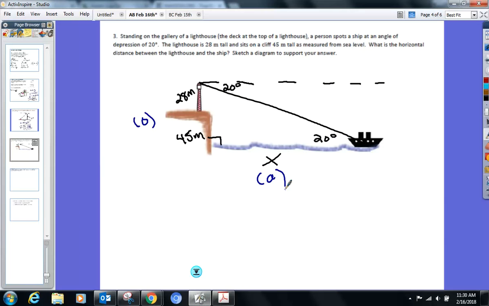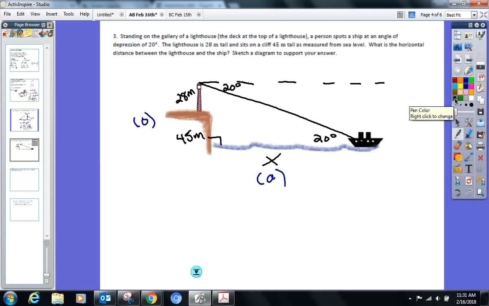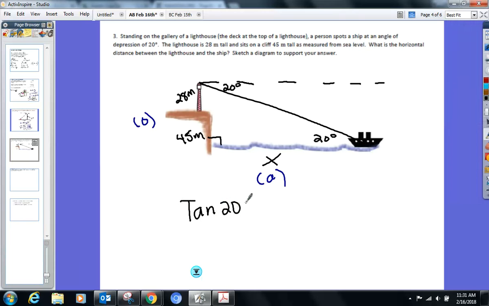This will not be the case every time. Please don't think you've seen a pattern. It's not. So tangent again of 20, and I'm not going to make this same mistake twice. What's my opposite side? 28 plus 45, so yes, 73 over adjacent x.